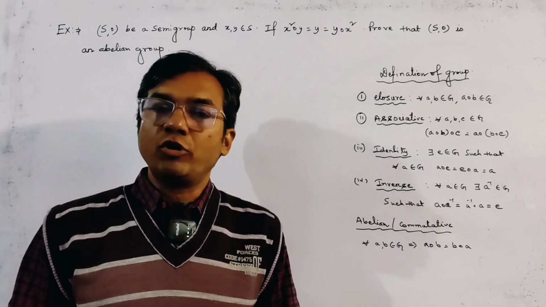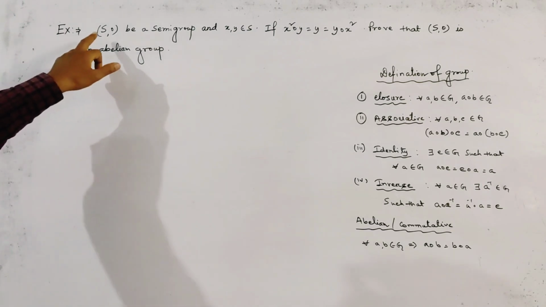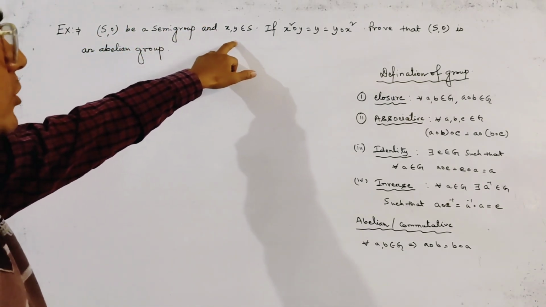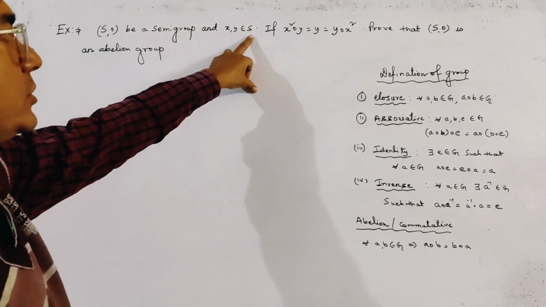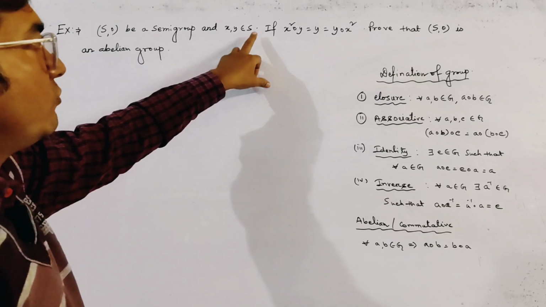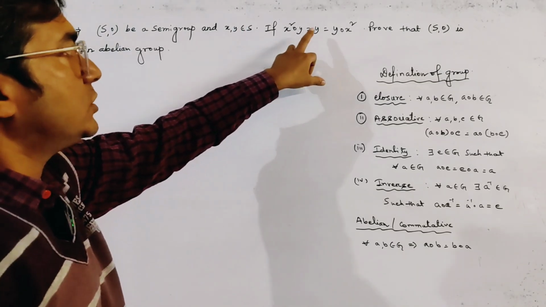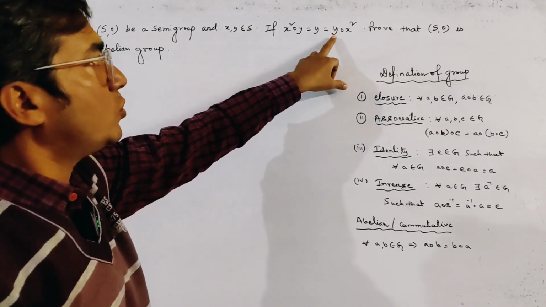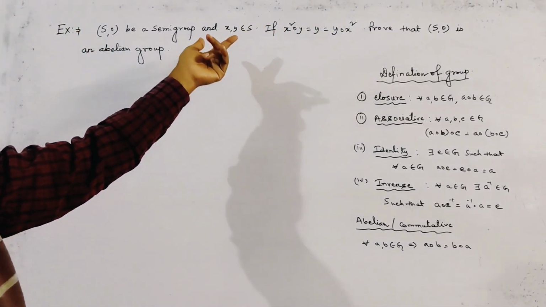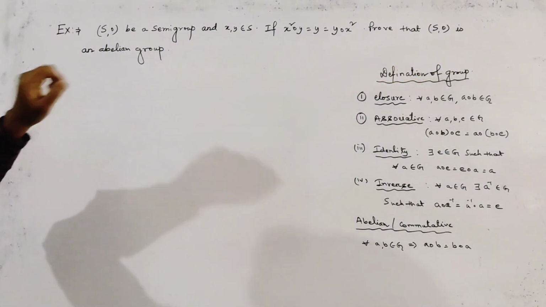Important problem from group theory. Let (S, ∘) be a semigroup, and x, y belong to S, any two elements of S. It is given that x² ∘ y equals y, and it is also equal to y ∘ x². This holds always for all values of x, y. We have to show that (S, ∘) is an abelian group.